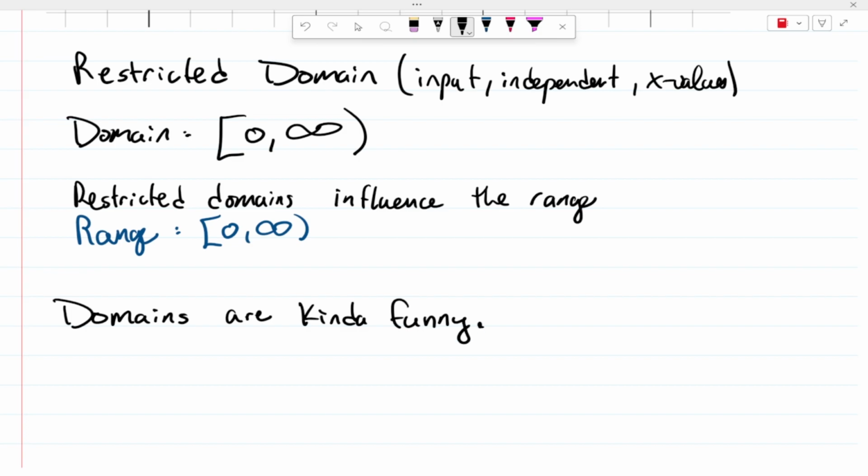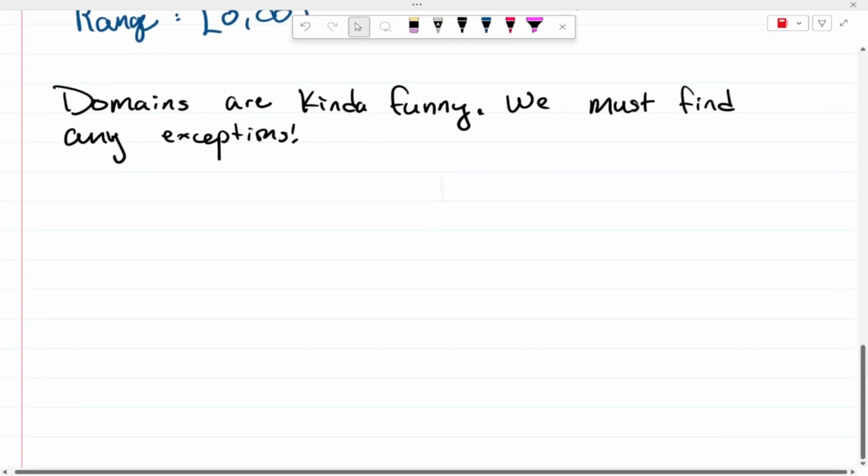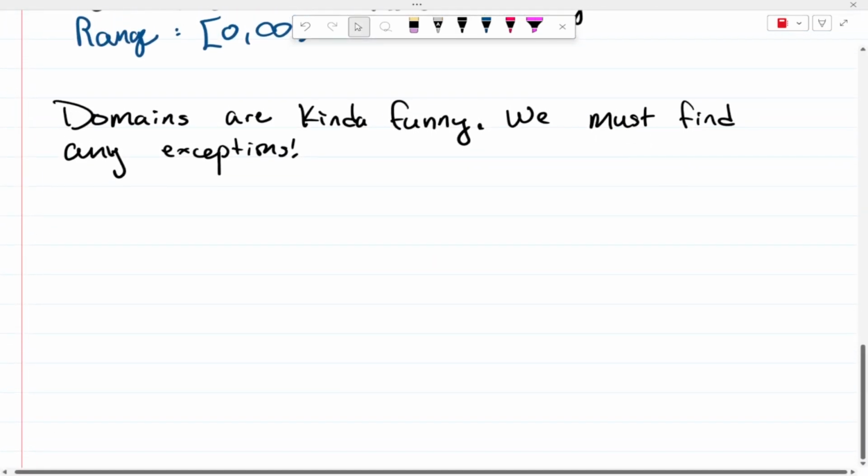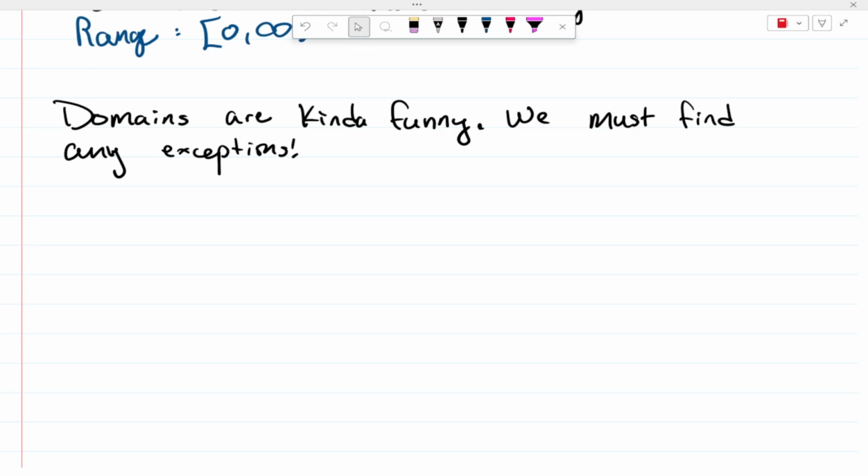And the reason is we must find any exceptions. That's the biggie, all right? So when you have a picture, boy, that's really easy to do. But now the question becomes, what if you don't? All right, so let's think about this.